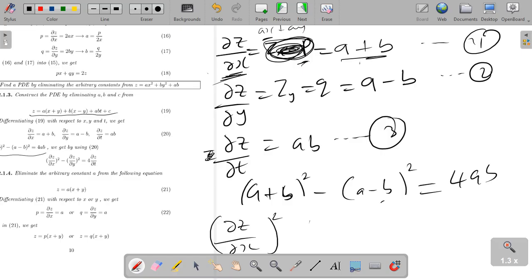this one is written as partial z partial y all squared is equal to 4. This one is written as partial z partial t. So this is the differential equation, as simple as that. Next page.